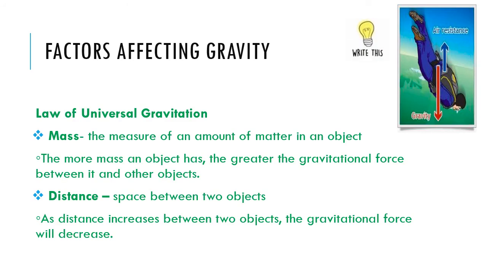Okay, so this is a little bit of a review. We talked about the law of universal gravitation before when we talked about the solar system and how everything is held together. But remember that mass is that measure of the amount of matter in an object. So the more mass an object has, the greater the gravitational force between it and other objects is going to be. So if you have a bowling ball versus a ping pong ball, which one is going to have a greater gravitational force? The bowling ball. Yep, it has more mass, it has more matter in it.